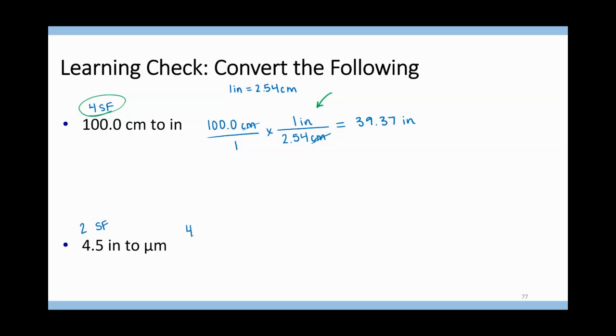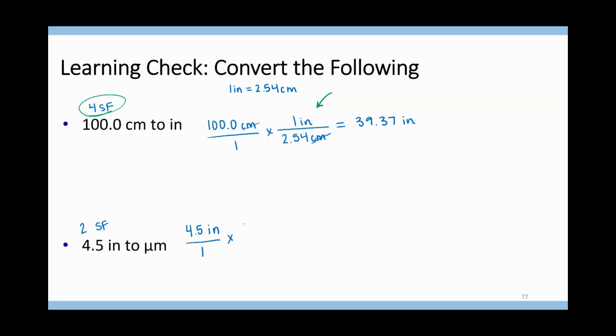So let's write that out. We have 4.5 inches provided to us. Now you could Google how many micrometers are in an inch and use that one conversion, and you'd have your answer. But I will write out the longer equation, the longer calculation, using what we know from our notes.